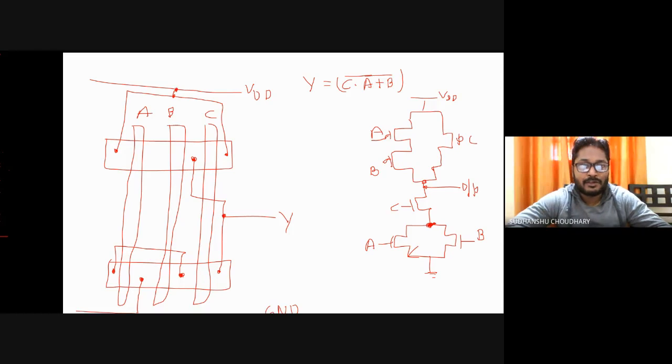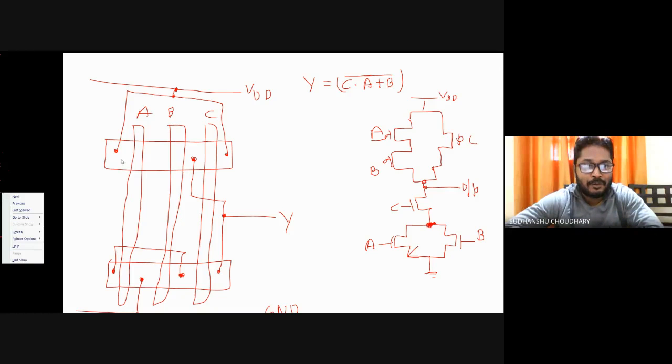Right. So this is actually called placement and routing. That is how you will place the transistors, and then how you will route the connections to the drain and sources of these transistors. Right. So the layout of this circuit can be completed. So the layout of this circuit can be drawn like this.